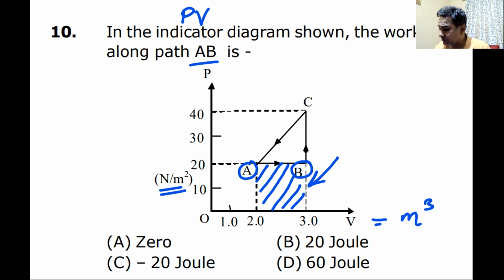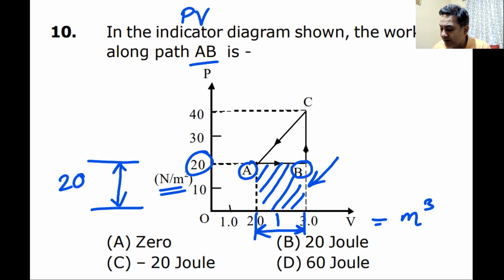It's a rectangle. So you have to find out this length. I understand that you understand that this length is 1 meter cube. Then you have to find out this length. I understand that you understand that this length will be 20 Newton per meter square. You just have to find out the area. So 20 multiplied by 1, answer is 20, but they have given two options. One is plus 20 and the other one is minus 20.